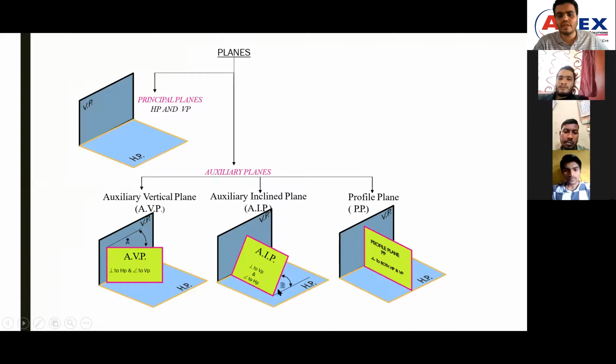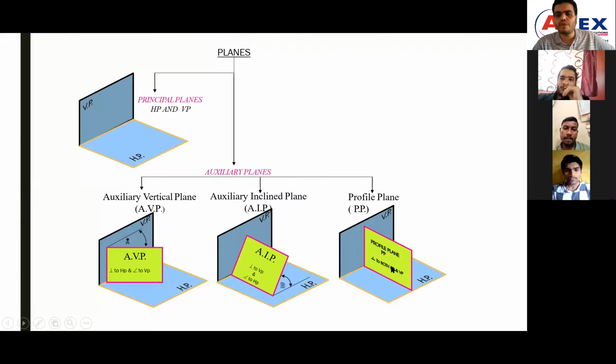The auxiliary inclined plane, it has been... sorry, the screen is not sharing. Are you getting the screen or not? Yes, sir, getting. Check your internet once.